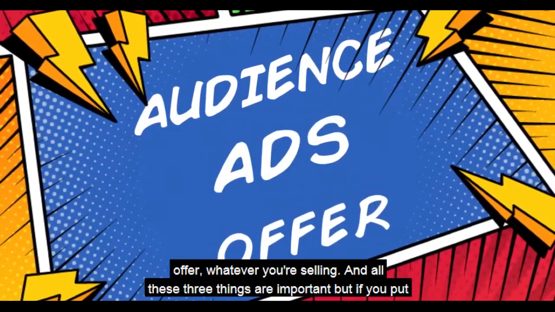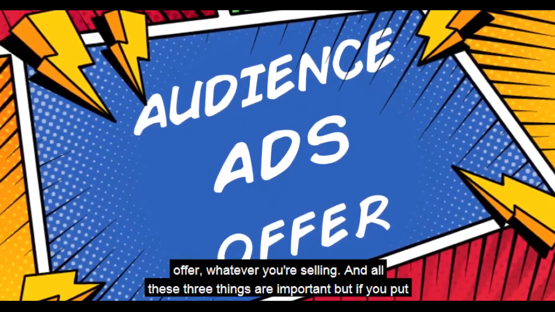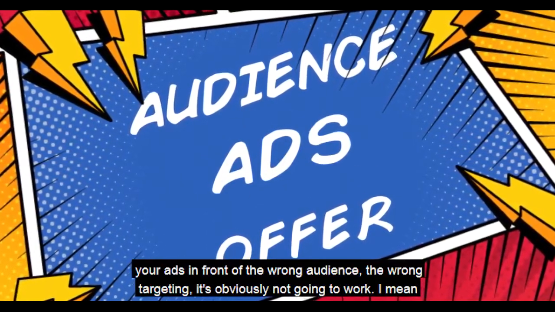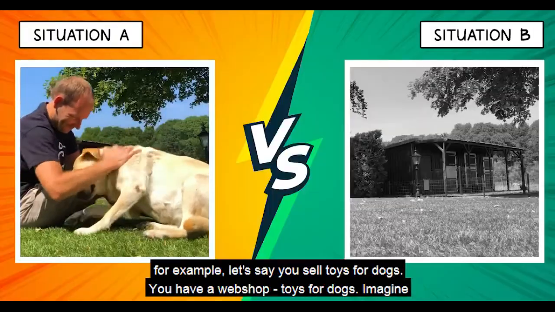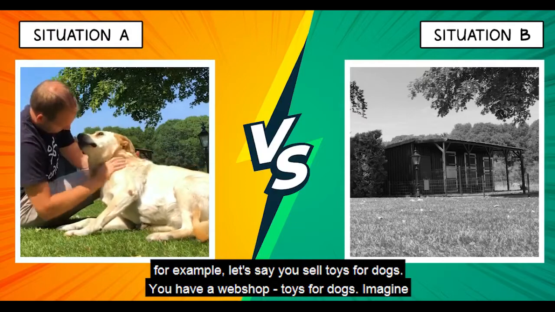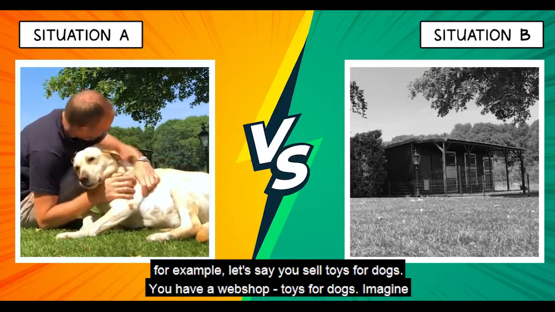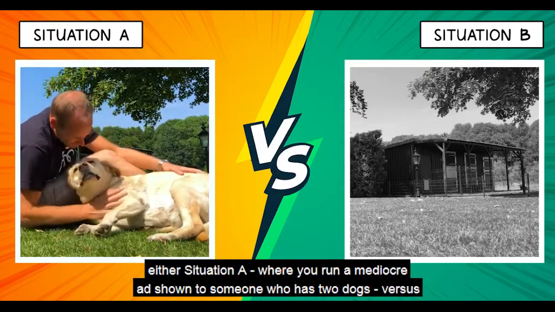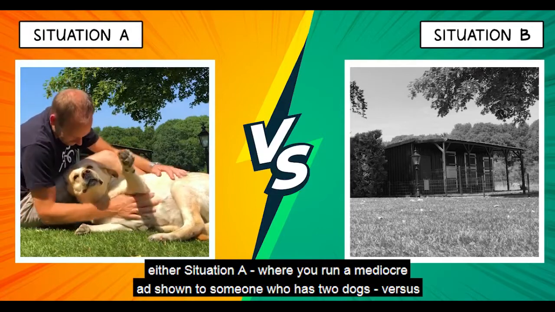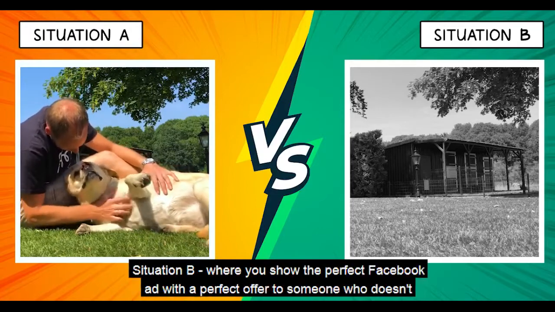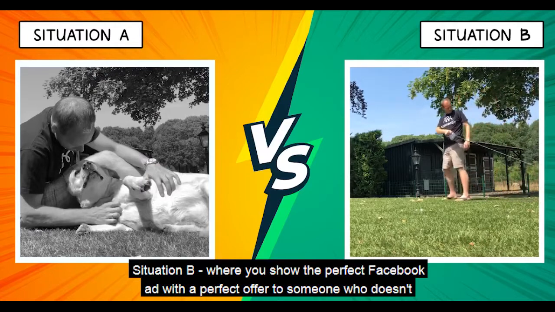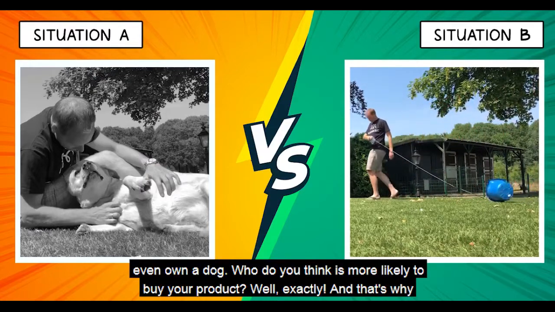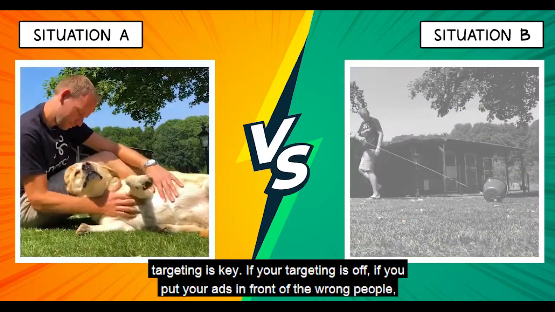Whatever you're selling. And all these three things are important, but if you put your ads in front of the wrong audience, the wrong targeting, it's obviously not going to work. I mean, for example, right? Let's say you sell toys for your dogs, right? I mean, you have a web shop, toys for dogs. Imagine either situation A, where you run a mediocre ad shown to someone who has 2 dogs, versus situation B, where you show the perfect Facebook ad with the perfect offer to someone who doesn't even own a dog. Who do you think is more likely to buy your product? Well, exactly, right? And that's why targeting is key.